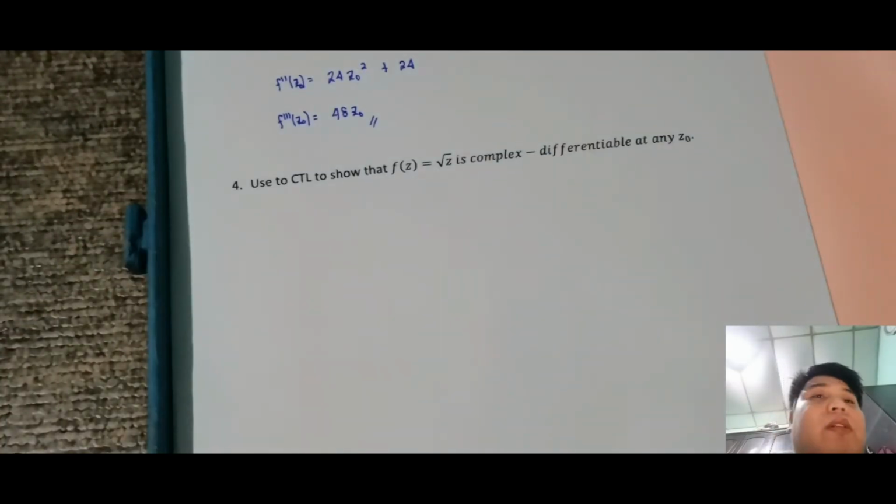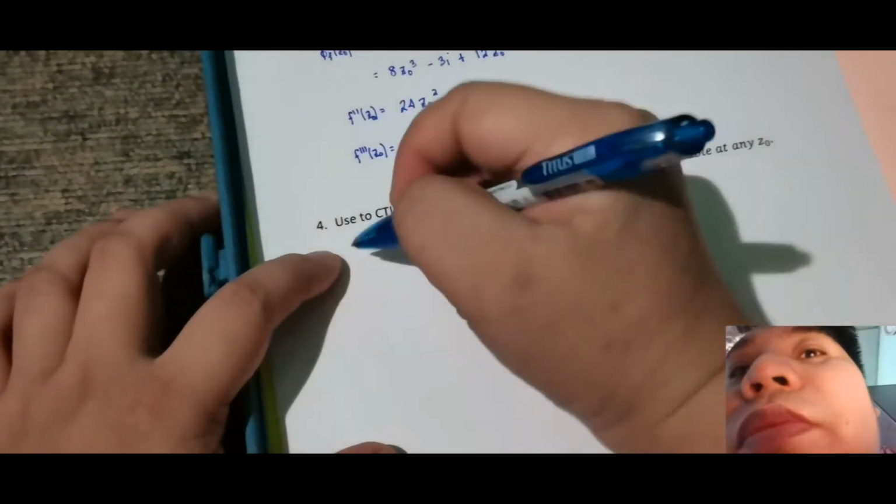Okay, so let's have example number 4. Use CTL to show that f of z is equal to square root of z is complex differentiable at any z naught. So wala tayong specific na z naught na nilagay. Okay, so this is the proof.